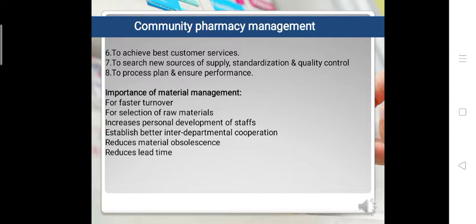So faster turnover, if you do these things: selection of raw material, increases the personal development of staff, establish interdepartmental cooperation, reduces material obsolescence and reduces the lead time. So when you do proper planning or material management, you have these types of aspects. These types of aspects are achieved.